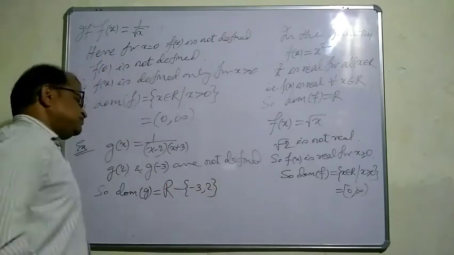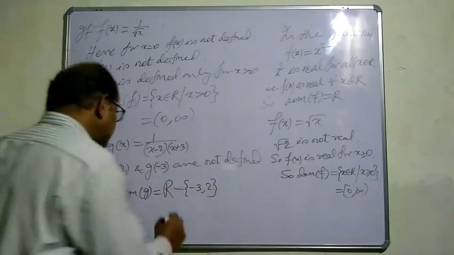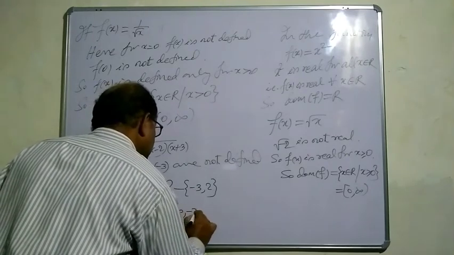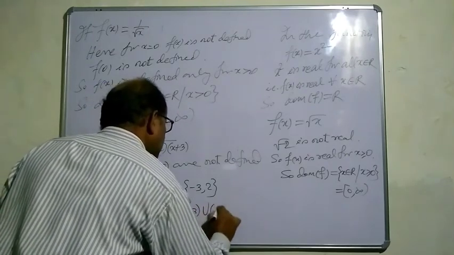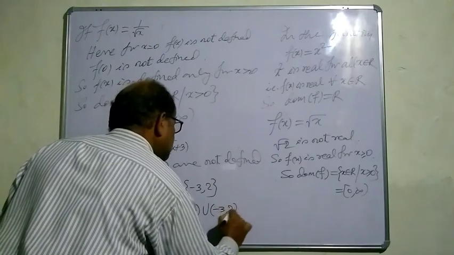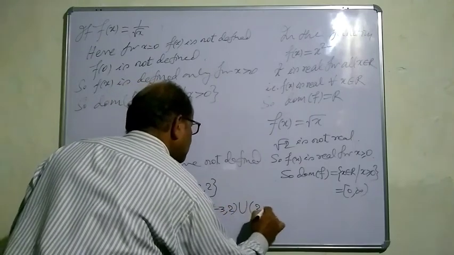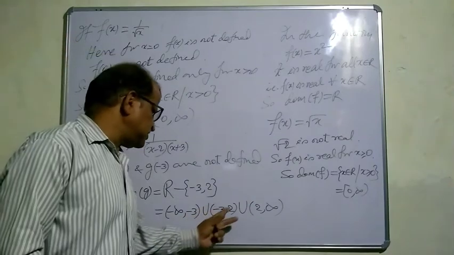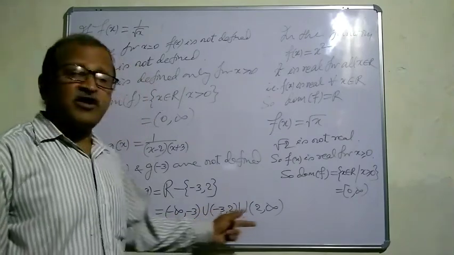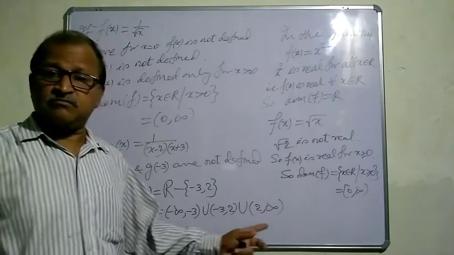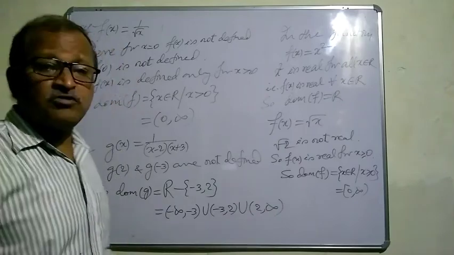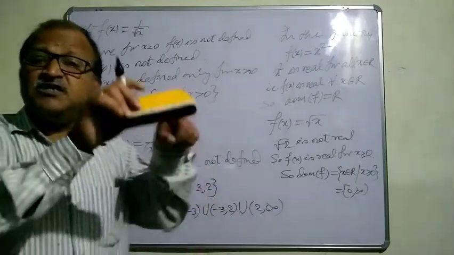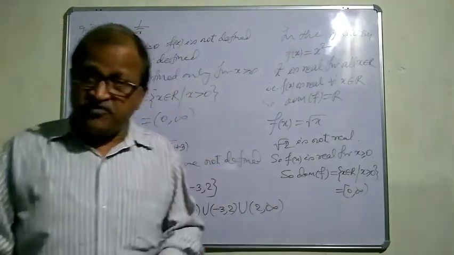Or simply you can write this as minus infinity to minus 3 union minus 3 to 2 union 2 to infinity. You see, except these 2 points, every point of the set of real numbers is there. Yes, this is how you will determine the domain of a real function if it is not mentioned or not given to you.